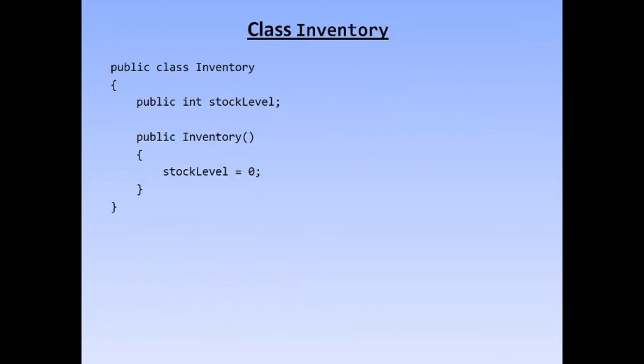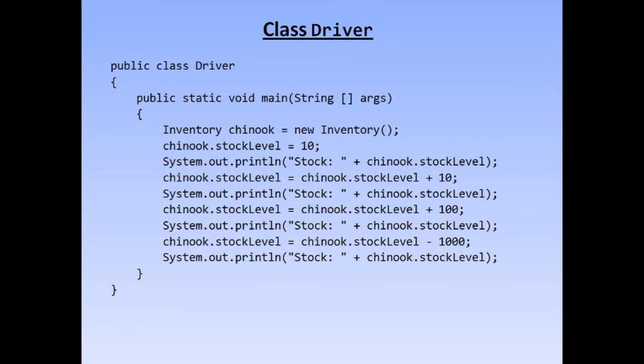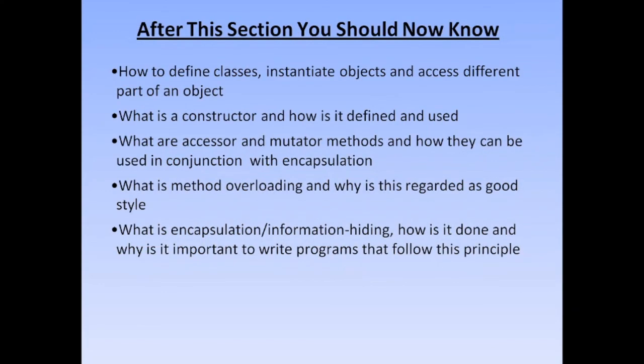Now what is an inventory class? Just an example: public int stockLevel, so this inventory class has the attribute stockLevel equal to 0. Then we have our driver class that has the main method, and in that case we have an inventory class object, Chinook, which is instantiated and its stock level is set to 10. Then we print the value, and we are again and again using the stockLevel variable, setting the value and printing it.